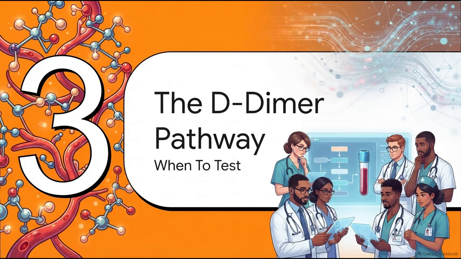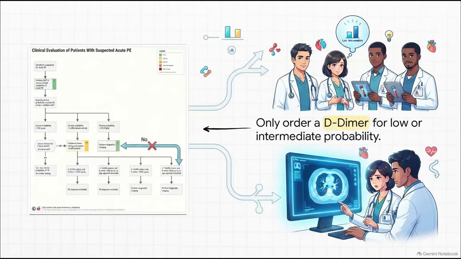Moving right along to Section 3, the D-dimer pathway, and figuring out exactly when to actually test. The updated 2026 AHA branching logic makes this incredibly clear. D-dimer testing is exclusively reserved for patients with a low or intermediate clinical probability. If your patient has a high clinical probability, meaning a greater than 50% chance of a PE or DVT, you need to completely bypass the D-dimer and go straight to diagnostic imaging.